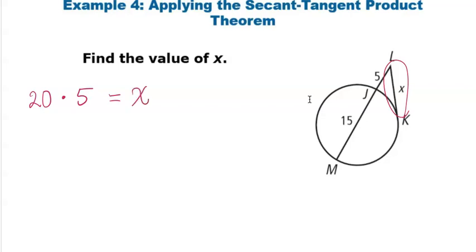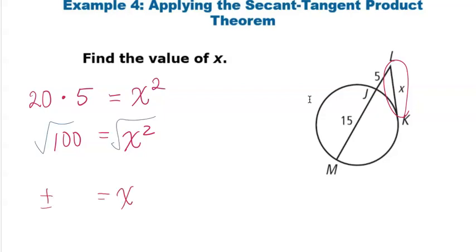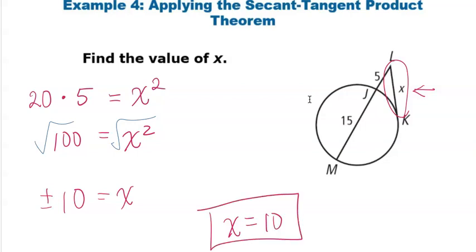equals x squared. So 100 equals x squared, and we know that that means that x, algebraically speaking, numerically speaking, we've got x is plus or minus 10. But since x represents a distance, it can't be negative 10. So we're going to discard the negative and say, well, x has to be positive 10.